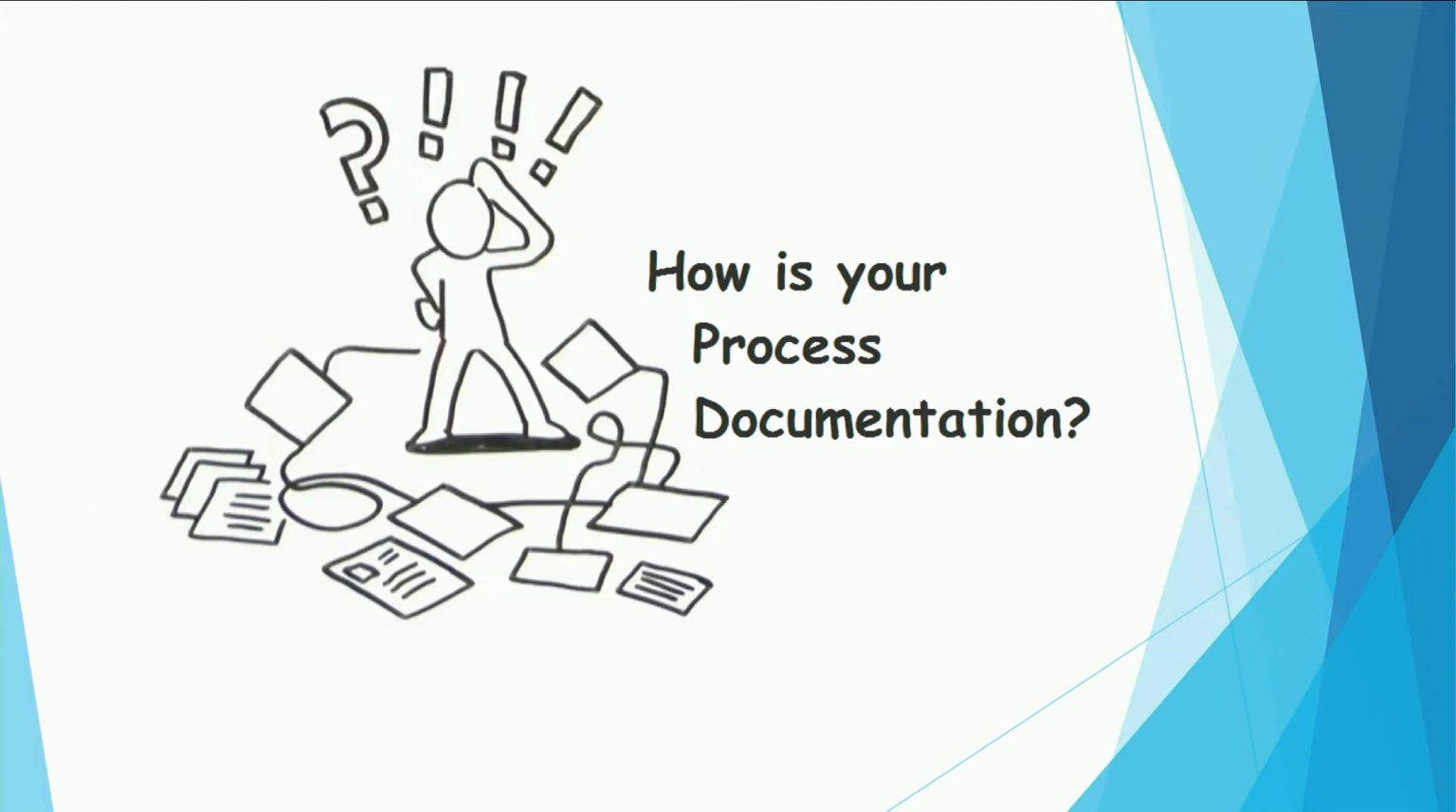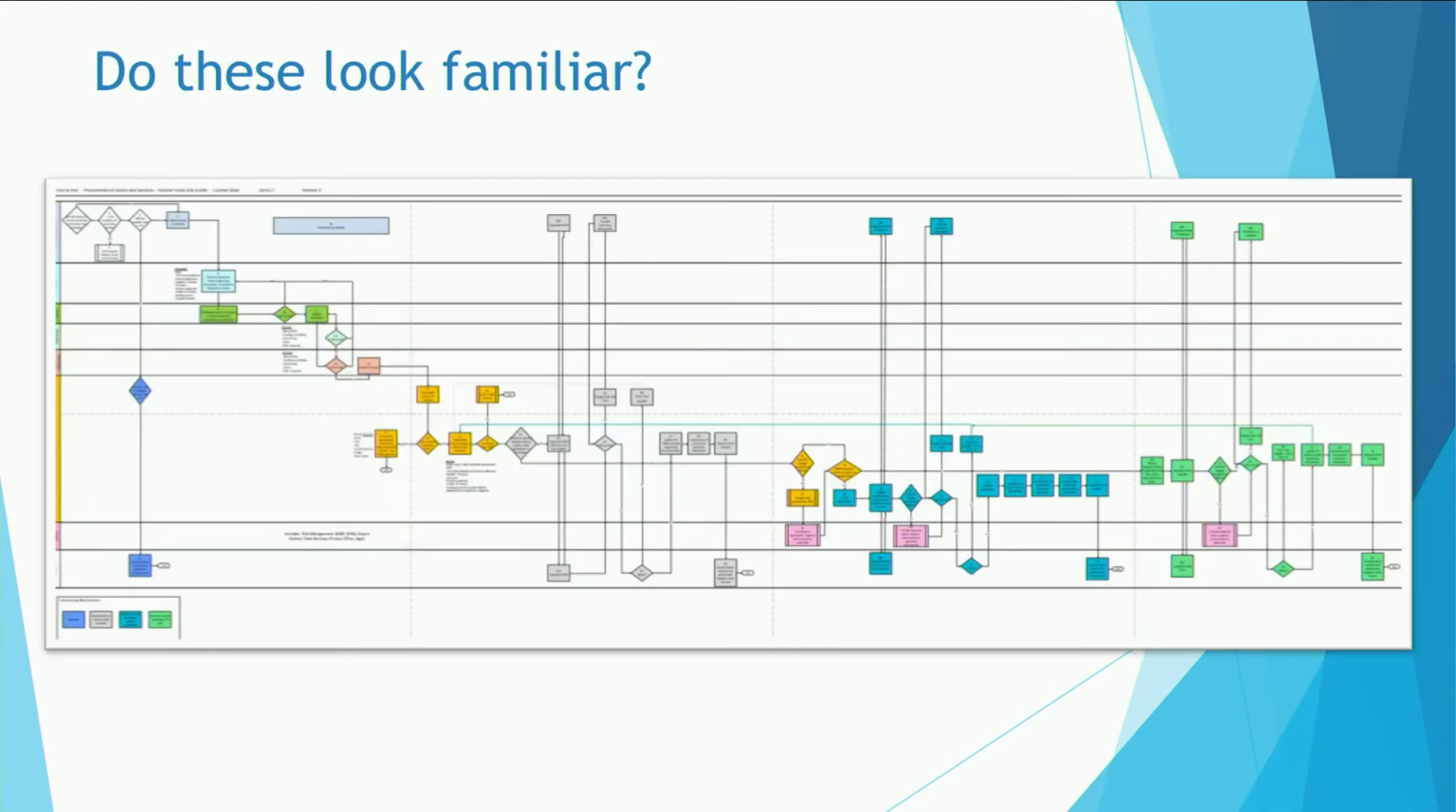Let's think about how our process documentation currently looks. Maybe we'll have a process map that looks something like this. We've spent a lot of time creating this and validating that it's accurate. But can we share this with others and give them a quick understanding of our current state?